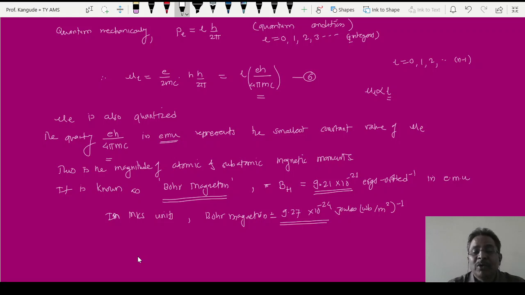Its EMU or CGS value and its MKS value can be calculated like this, and it is given numerically by e into h upon 4 pi mc. This is called Bohr magneton. So maybe atom, maybe electron, maybe proton, maybe any molecule, whenever we try to measure the strength of its magnetism, we have to talk in terms of Bohr magneton. That is to be understood very clearly.